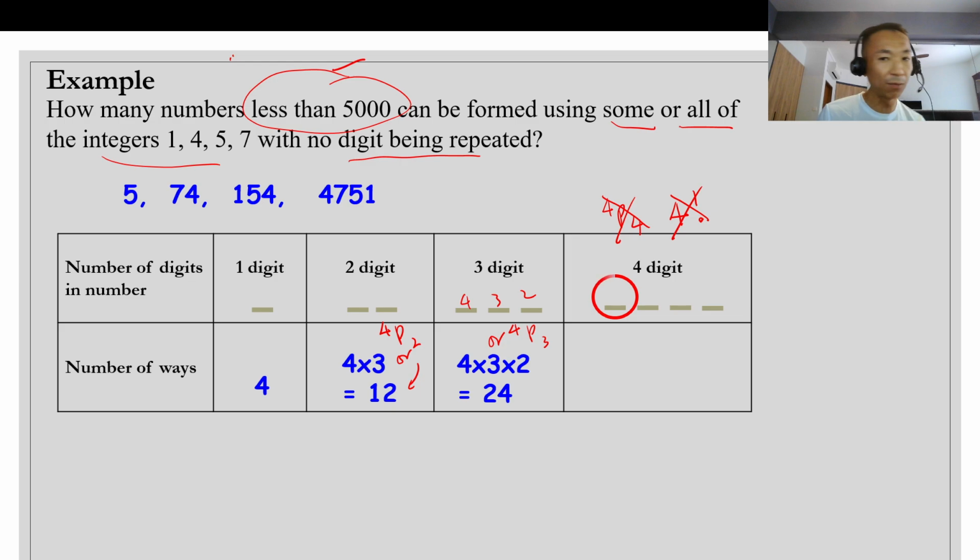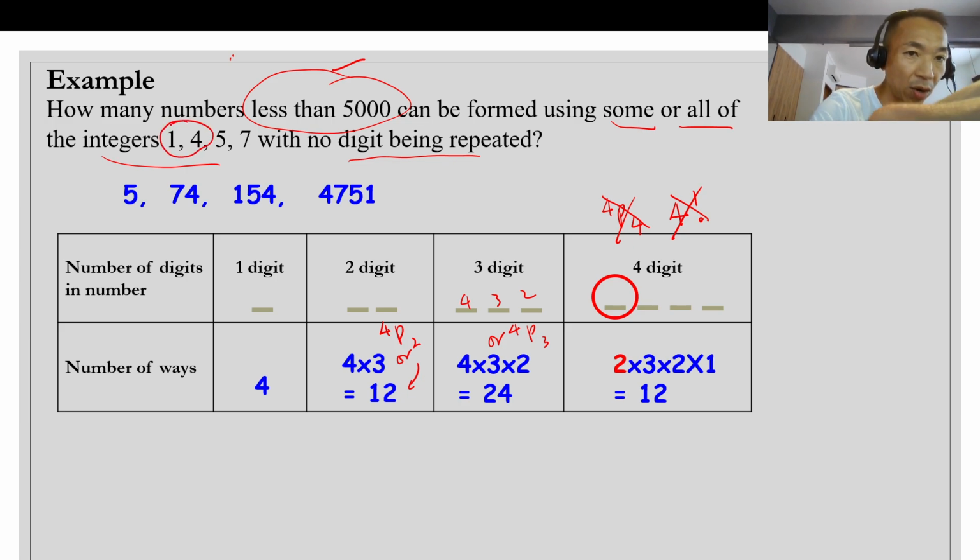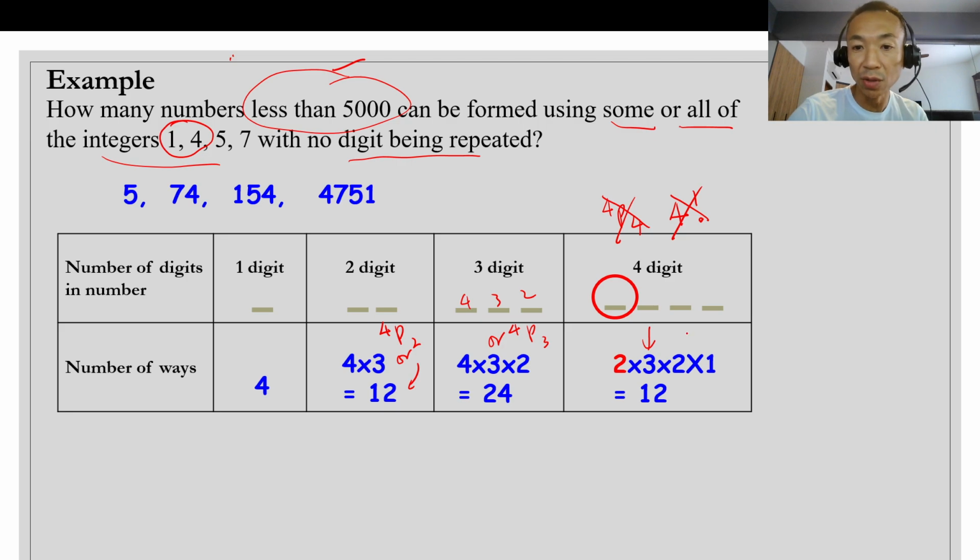So let's be very careful with that first digit. Therefore, you can't use your 4P4. You can't use your 4 factorial. So your first digit must only be 2 ways. Why? It can only be either a 1 or a 4. After you have chosen the 1 or the 4, the second digit can be anything that you have not chosen. 3 times 2 times 1. Therefore, it is 12.